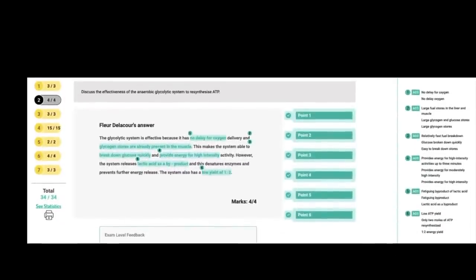Question: discuss the effectiveness of the anaerobic glycolytic system to resynthesize ATP. So effectively here, folks, we are evaluating. How good is this system? What are its strengths and what are its weaknesses?